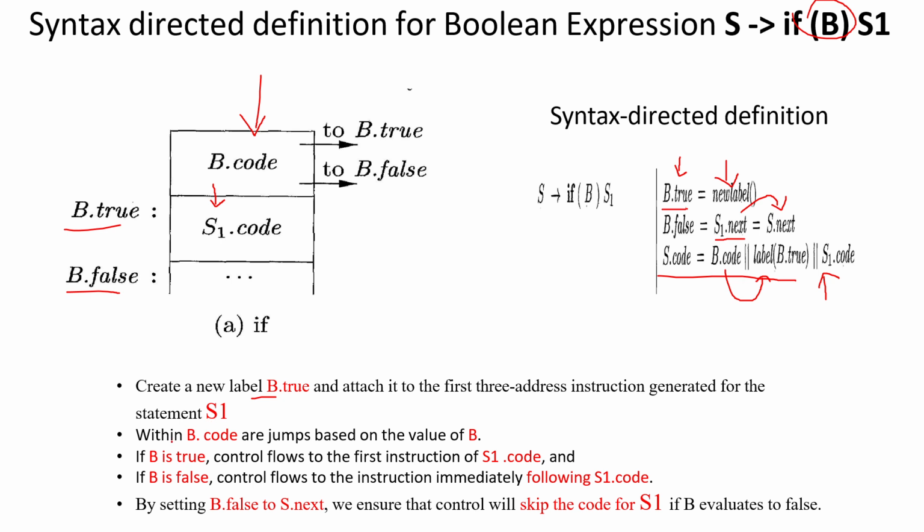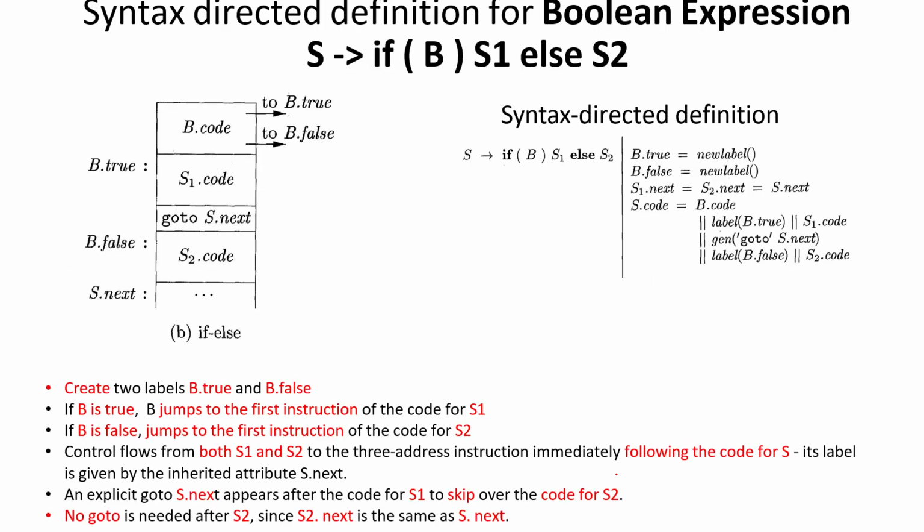Within B dot code are jumps based on the value of B. If B is true, control flows to the first instruction of S1 dot code, and if B is false, control flows to the instruction immediately following S1 dot code. Next, we will see the if-else statement.